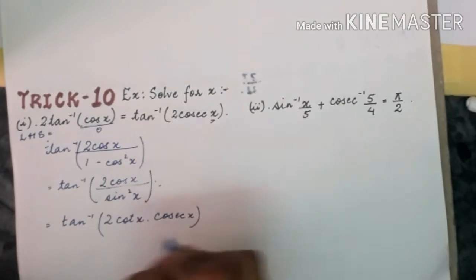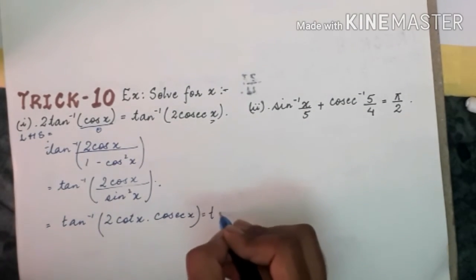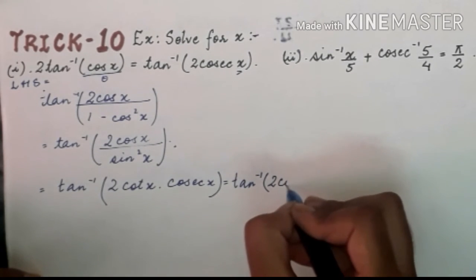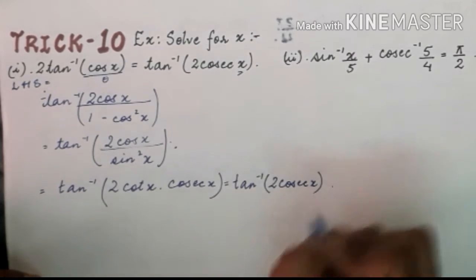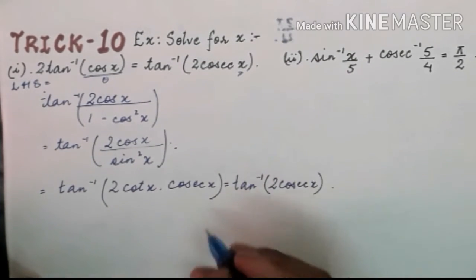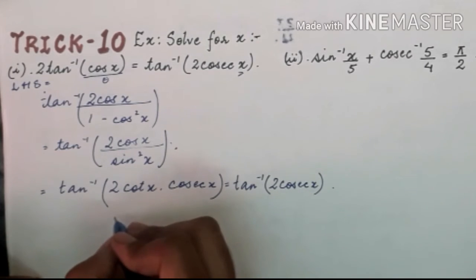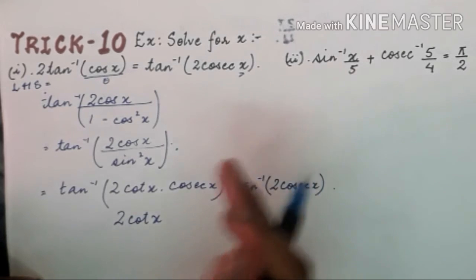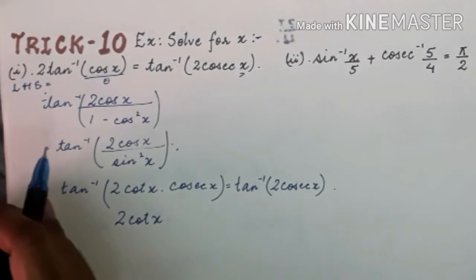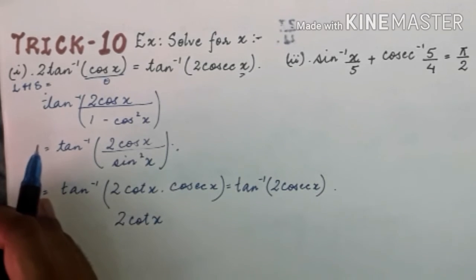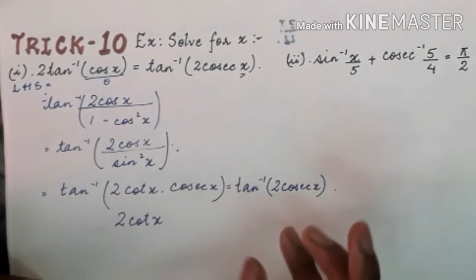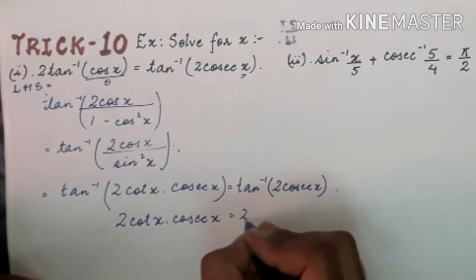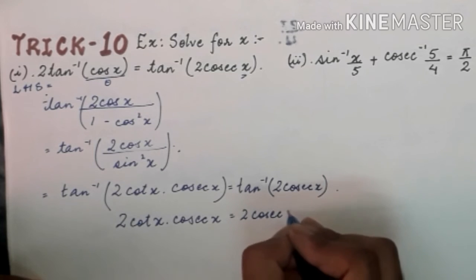Now just equate it with the RHS. It is tan inverse 2 cosec x. Now this tan inverse and tan inverse will be cancelled. See, this tan inverse will come from the RHS to LHS, it will become tan, and then using that identity, tan inverse x is equal to x, both these tan inverse will be removed. I hope all this much is clear to you.